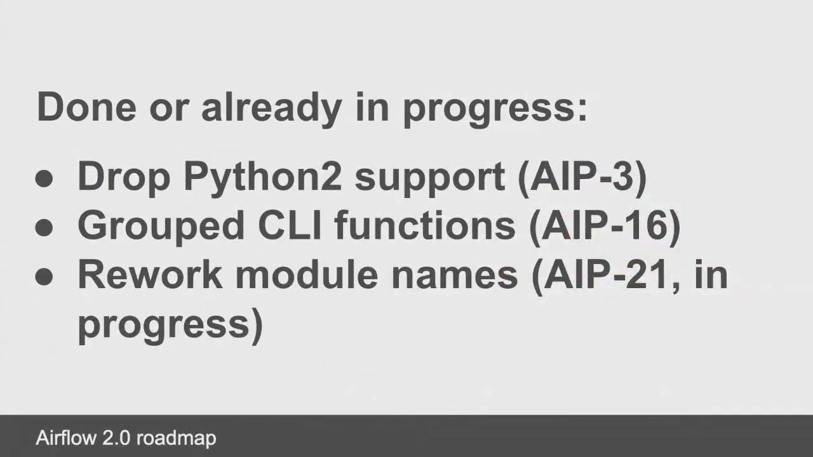Things that we've already started: dropping Python 2 support. Master branch of Airflow will not run on Python 2, so that's already there. There's a little bit of tidy up left. We've rearranged all the CLI commands, so rather than airflow list_dags and airflow initdb, it will be airflow dags list, airflow dags clear. So everything's airflow dags and then the commands underneath that. If you've used the CLI, you'll have to retrain your fingers.